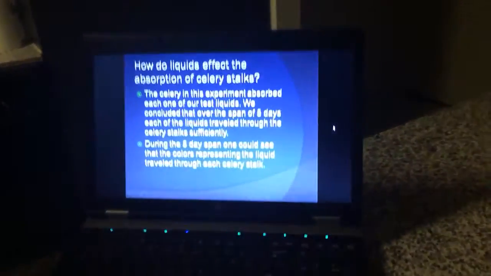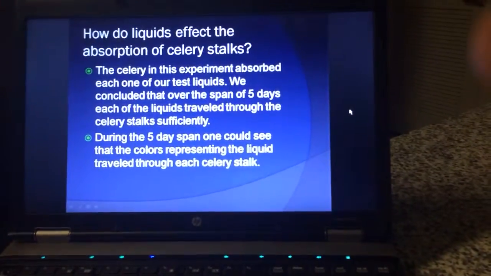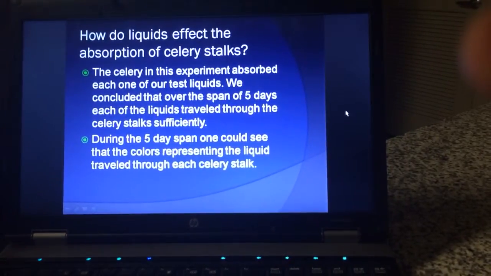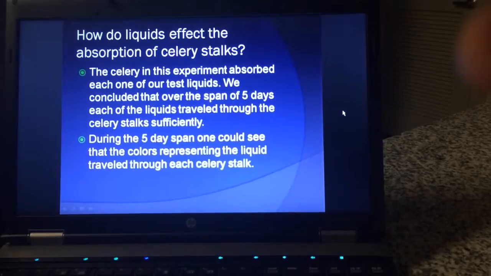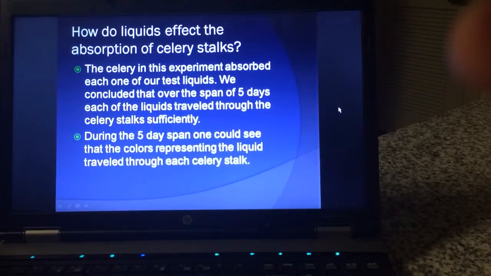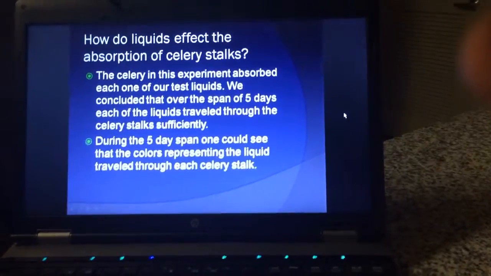So, how do liquids affect the absorption of celery stalks? What I did was conduct my experiment over a 5-day span, and the celery in this experiment absorbed each one of our test liquids. We concluded that over the span of 5 days, each of the liquids traveled through the celery stalks sufficiently. The only reason I didn't do it for more than 5 days was because after the end of the first day, the celery stalks were already starting to get colored.